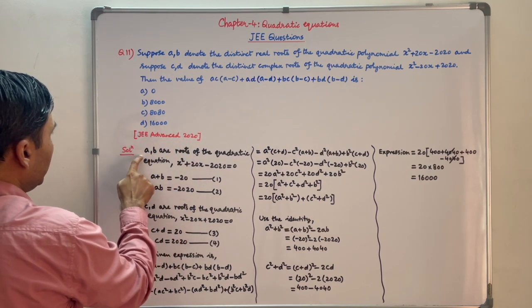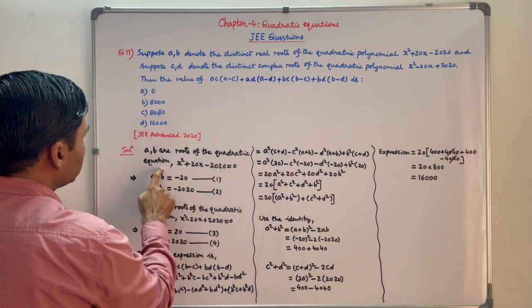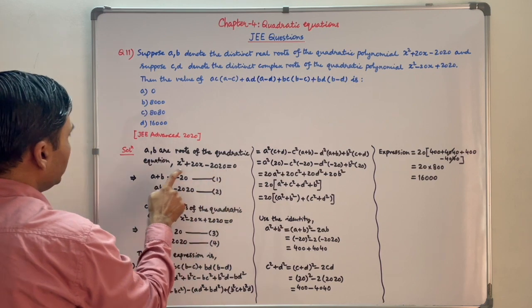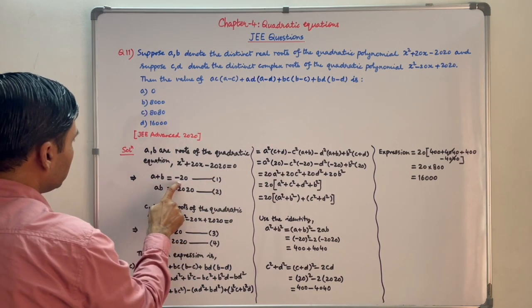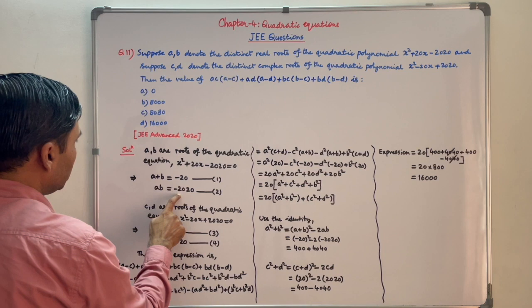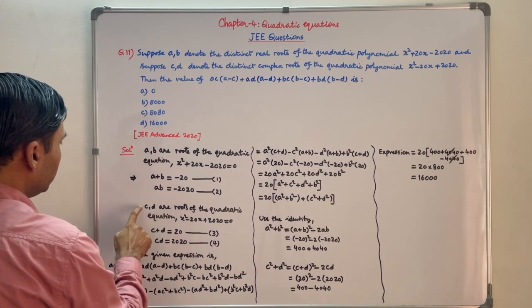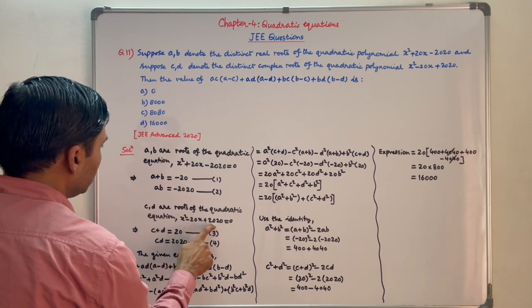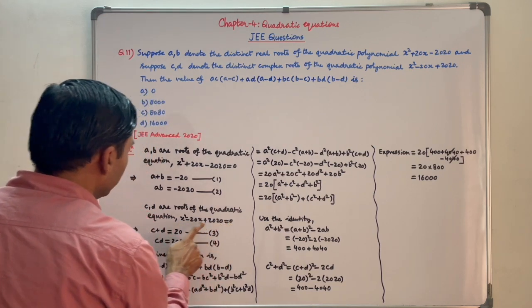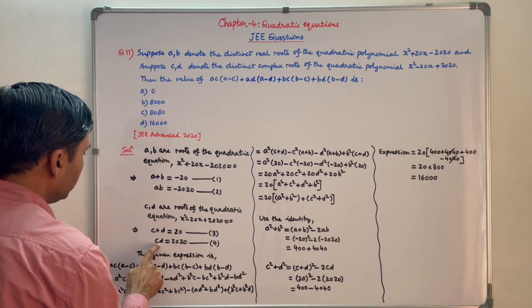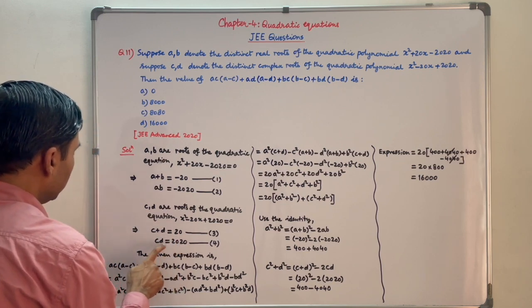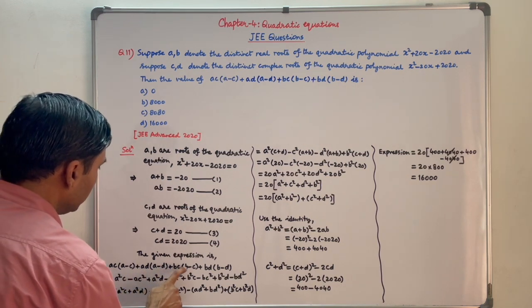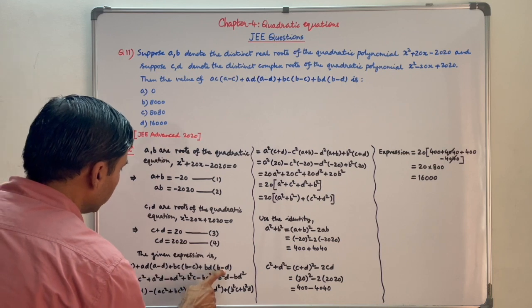It is given that A and B are roots of the quadratic equation x square plus 20x minus 2020 is equal to 0. So we can write A plus B is equal to minus 20 and AB is equal to minus 2020. It is also given that C and D are roots of the quadratic equation x square minus 20x plus 2020 is equal to 0. So we can write C plus D is equal to 20 and CD is equal to 2020. The given expression is AC into A minus C plus AD into A minus D plus BC into B minus C plus BD into B minus D.